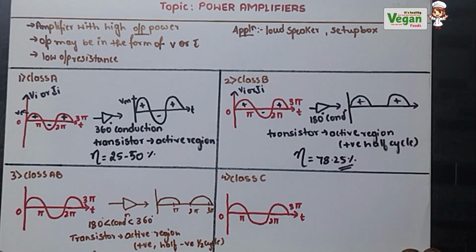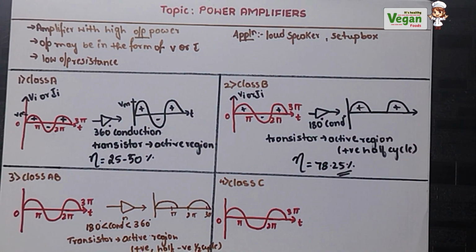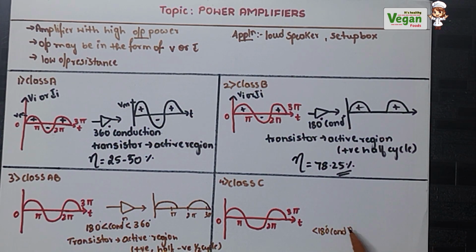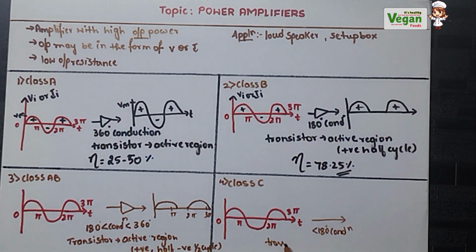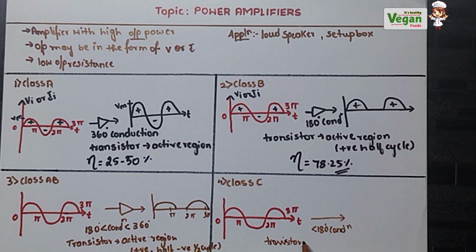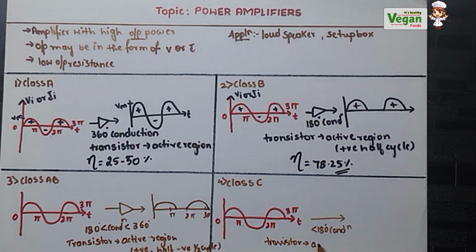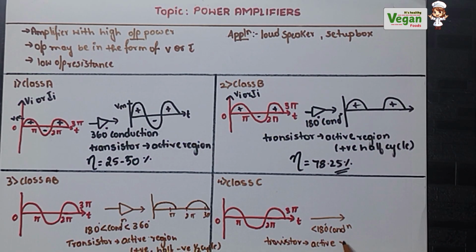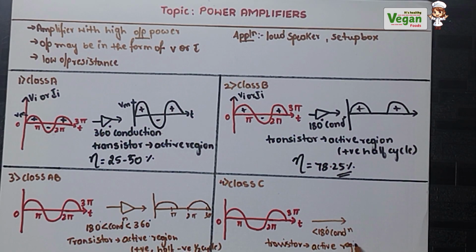Next, the last one is class C. Class C has the highest efficiency among class A, class B, class AB and class C, because it will only amplify for less than 180 degree conduction. Due to this less than 180 degree conduction, the transistor will be in the active region only for the positive half cycle.